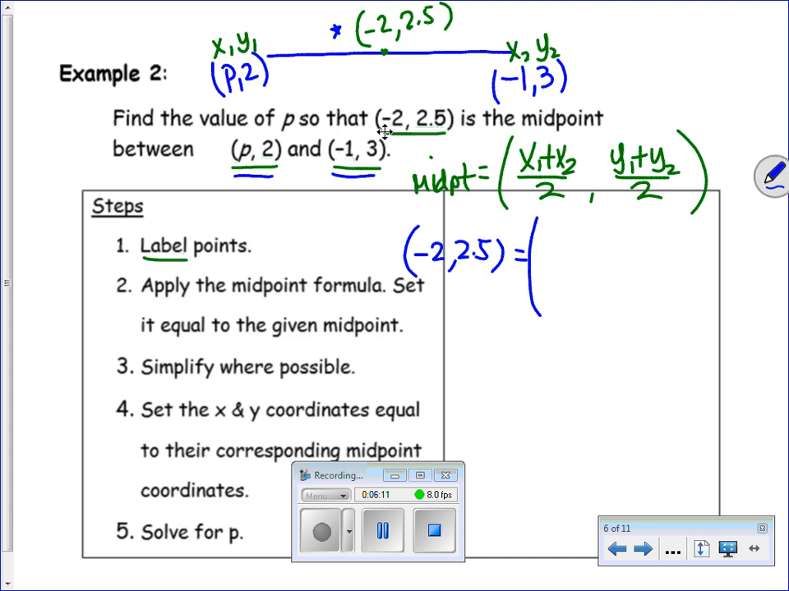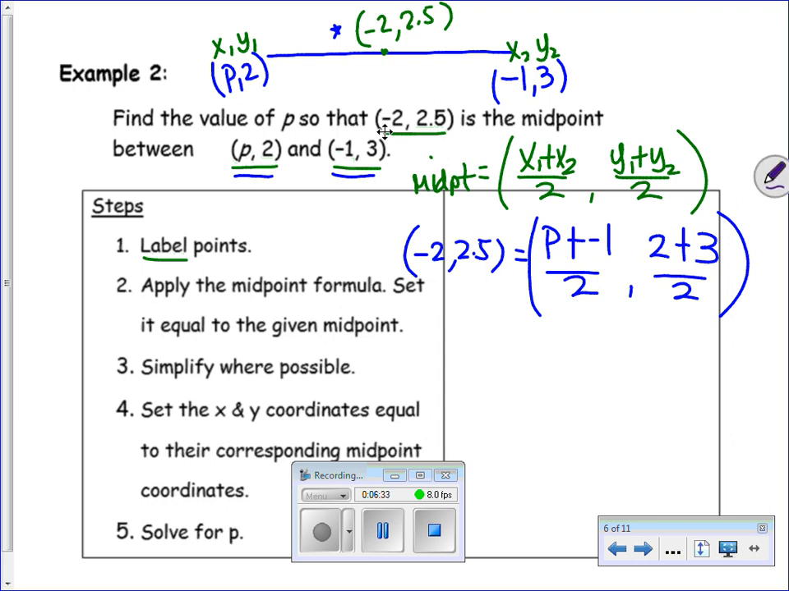So x sub 1, we know in this case is p, plus our x sub 2, which is negative 1, divided by 2. From here, I have y sub 1, which is 2, plus my y sub 2, which is 3, divided by 2. So I plugged in my values, and here I want you to label.